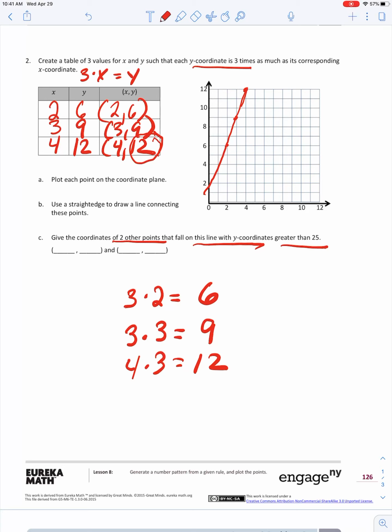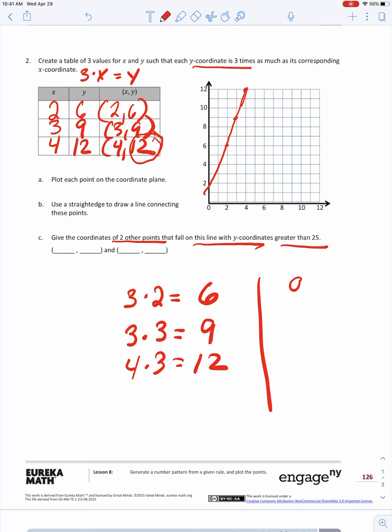So we're going to take 4, and I'm going to think, what times 4 would equal 25? Well, 4 times 6 is 24. That's going to be too small. So what if we make the y value 5? Still too small. What if we make the y value 8? That would be double. So then we're looking at 3 times 8. Still too small.